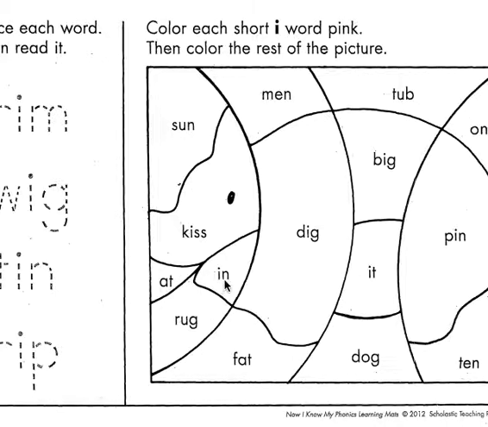Moving right along, this is one of your sight words. We're looking for the sound. Our next word is rug. Rug. Do you hear the short I sound? Do you even see a short I? I don't. So do I color it pink? Okay, moving right along. The word is men.